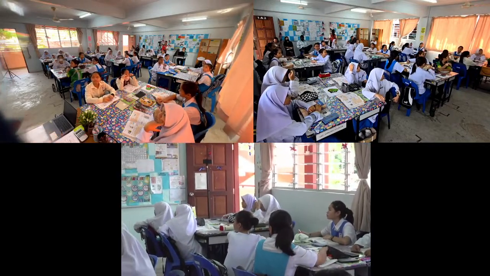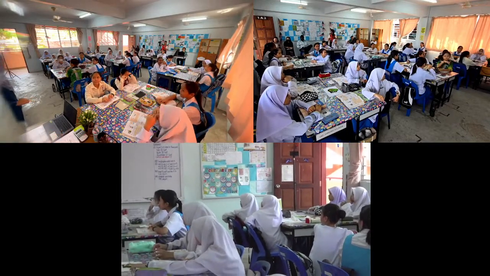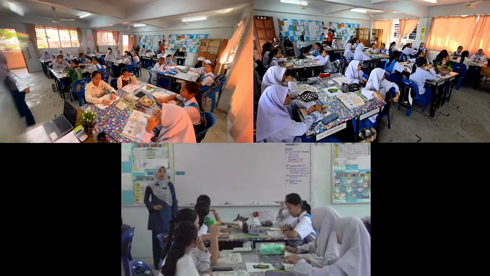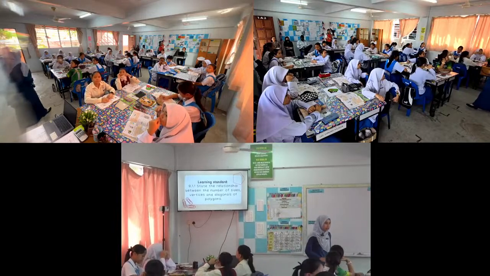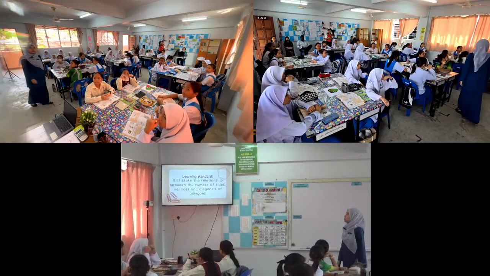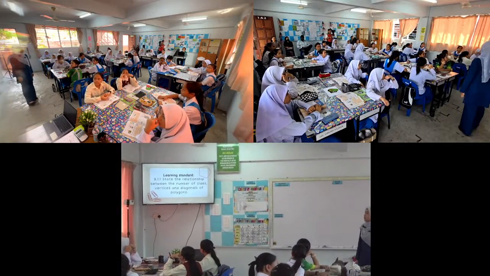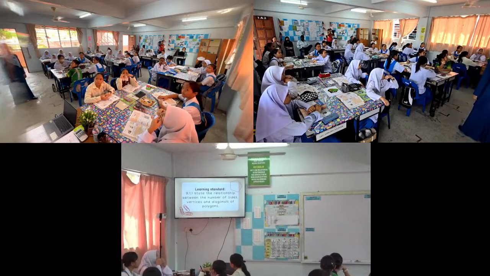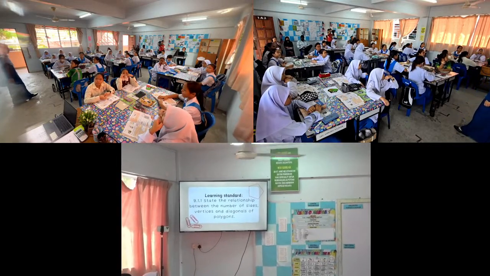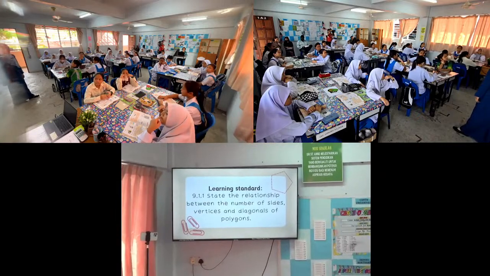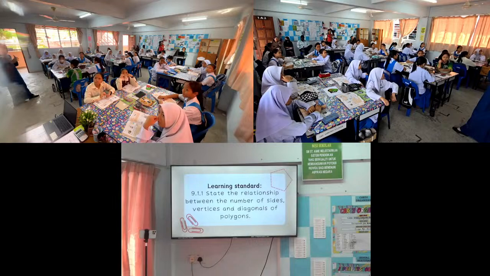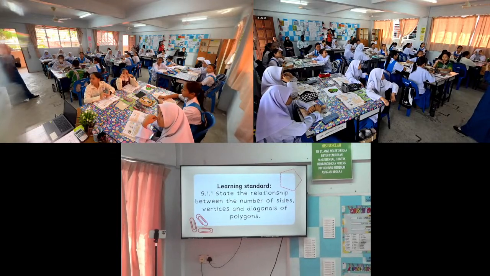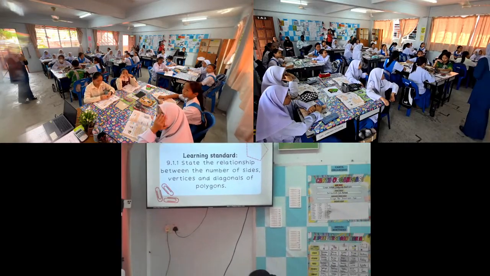So, before we go to our chapter Polygon, let us know first our learning standard. We have one learning standard. The first thing is, you need to state the relationship between the number of sides, vertices and diagonals of a polygon. Alright? So, in this chapter, we are going to see 3 important things. The first one is sides, diagonals, and one more is vertices. Okay?